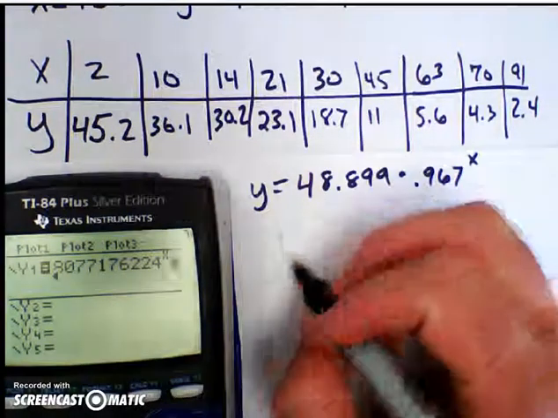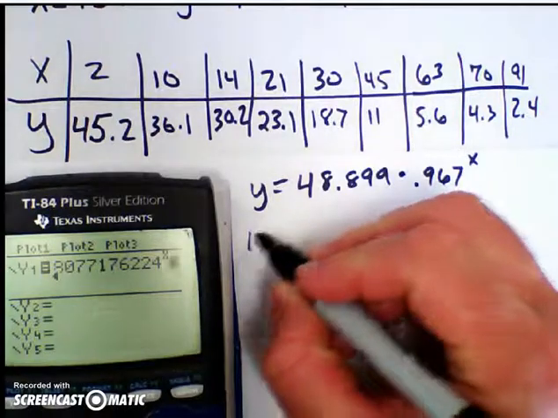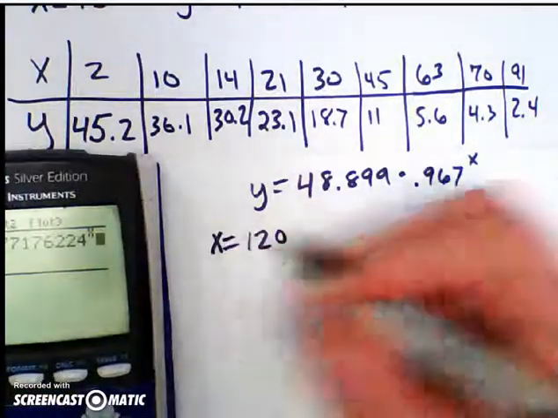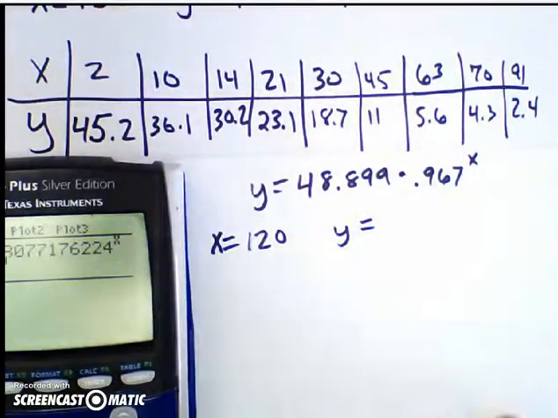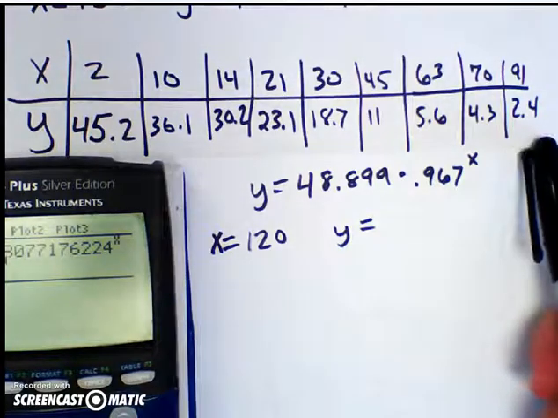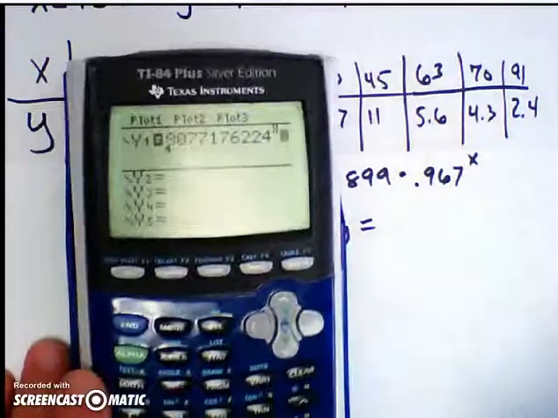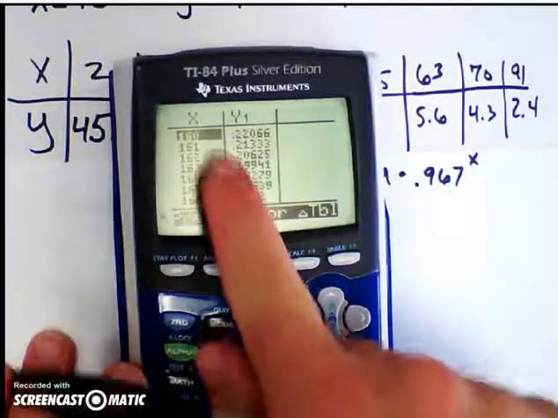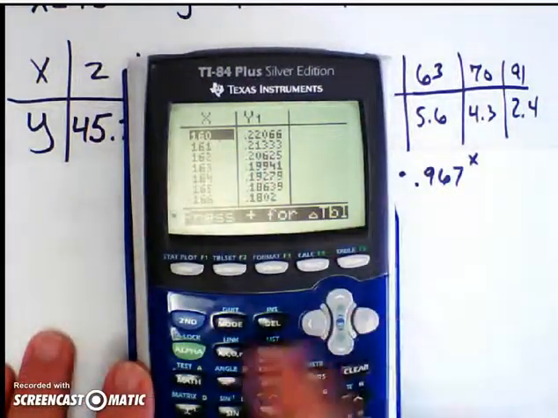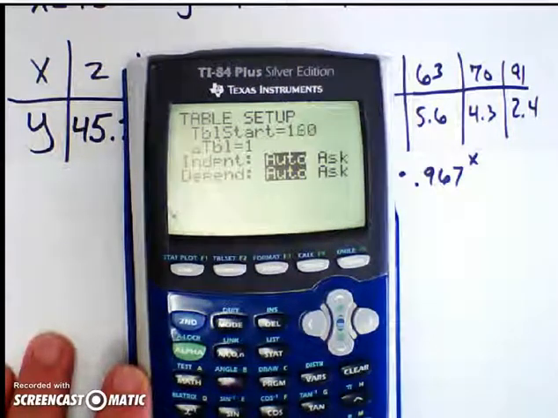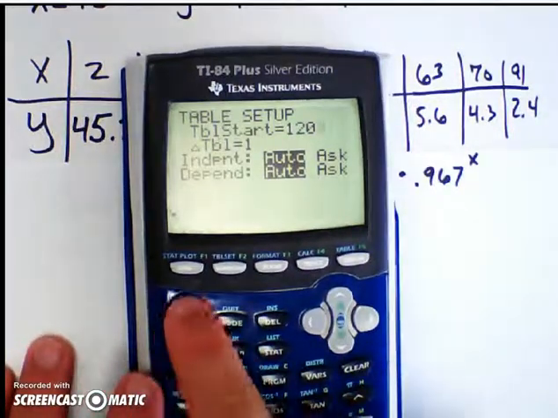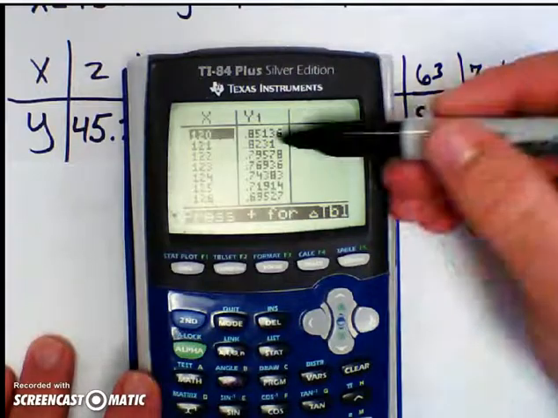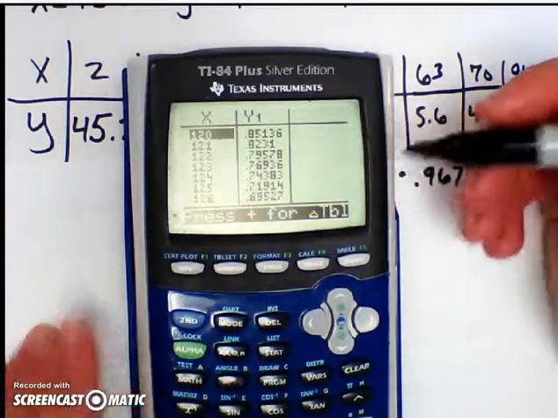Now let's predict what's going to happen at 120. Okay, so what will y be if x is 120? Now we know it's going to be less than 2.4 because my graph is slowly decreasing. So go to your table of values. Mine's at 160. I don't want to scroll to 120. So second window, 120. Second graph. And it's 0.85136.